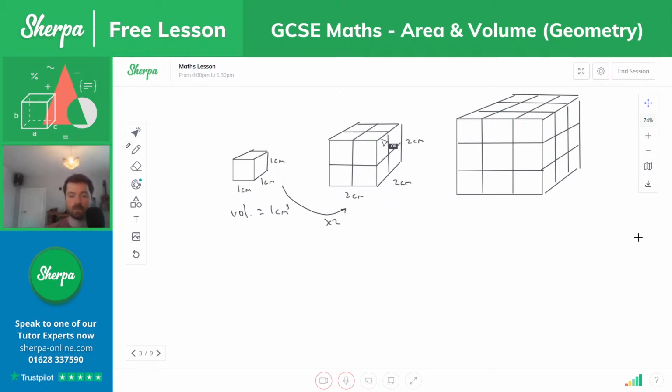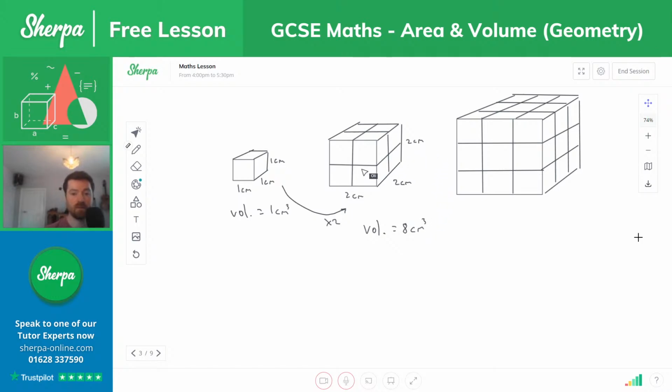And there's two ways we could calculate this. We can use our standard formula, which is base times depth times height. 2 times 2 times 2 will give us 2 times 2 is 4, times 2 is 8. So that's one way I can get my volume of 8 centimeters cubed. The other way is we could just literally count the cubes, right?